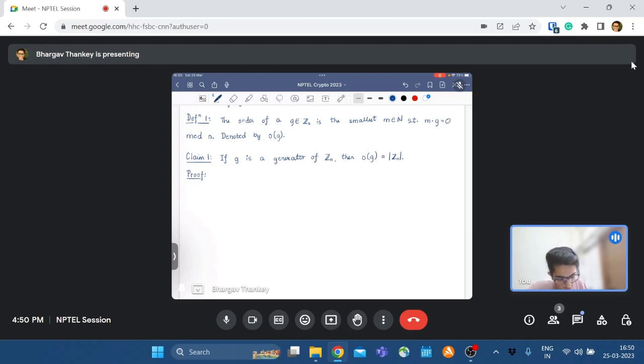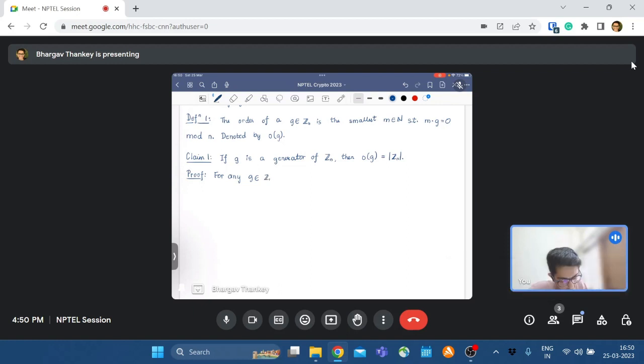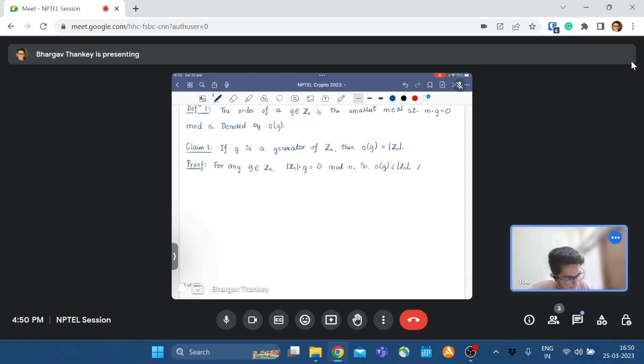So we know that for any g in Zn, size of Zn times g is equal to 0 mod n. So the order of g is clearly less than or equal to the size of Zn, right? Also, suppose it is strictly less than the size of Zn.